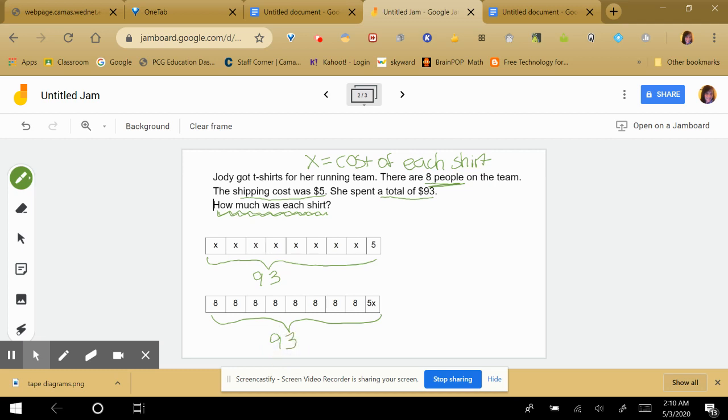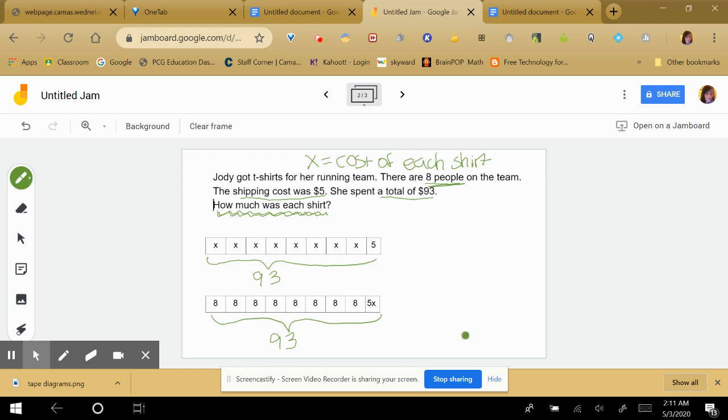So I want you to stop and think just for a second, what kind of questions could you ask yourself? What kind of things might help you figure out which one of these tape diagrams works? Well, one thing for sure is that we looked at the question, how much was each shirt? This is the unknown. This is what they're looking for. And the unknown is why we use variables, right? So X is the cost of a shirt. And how many shirts are there? There's 8. So that means that my equation needs to have 8 x's.